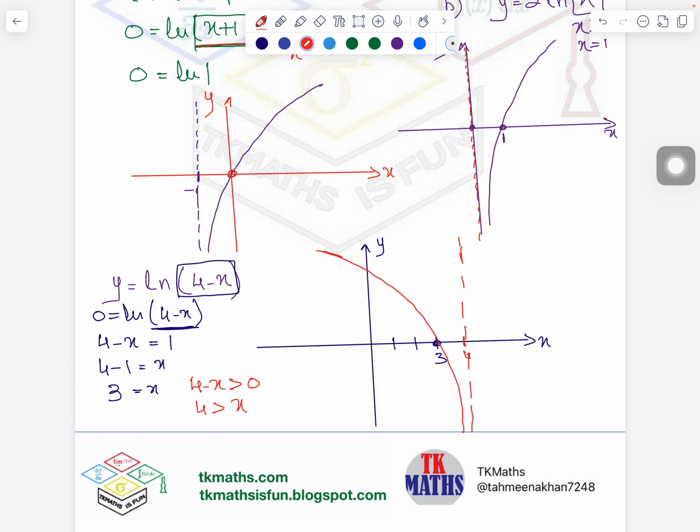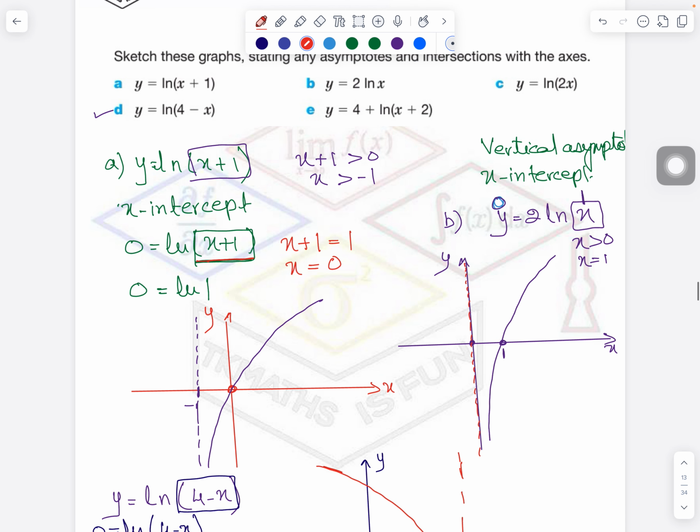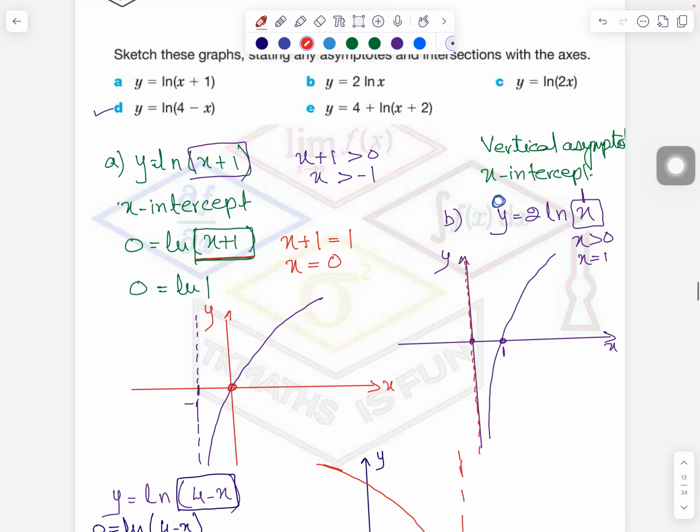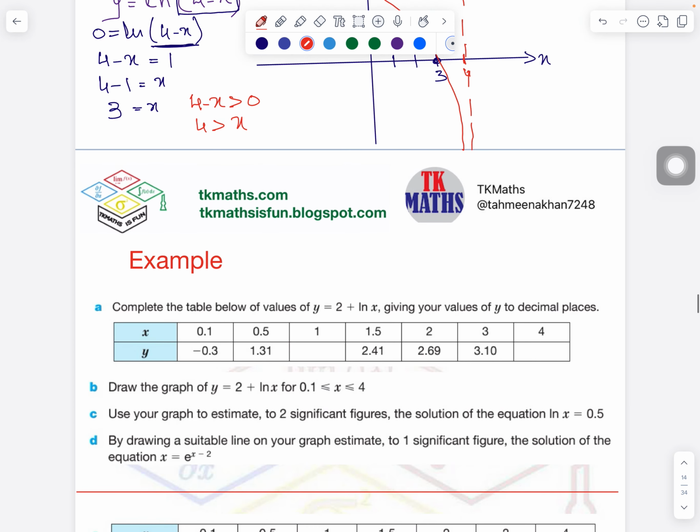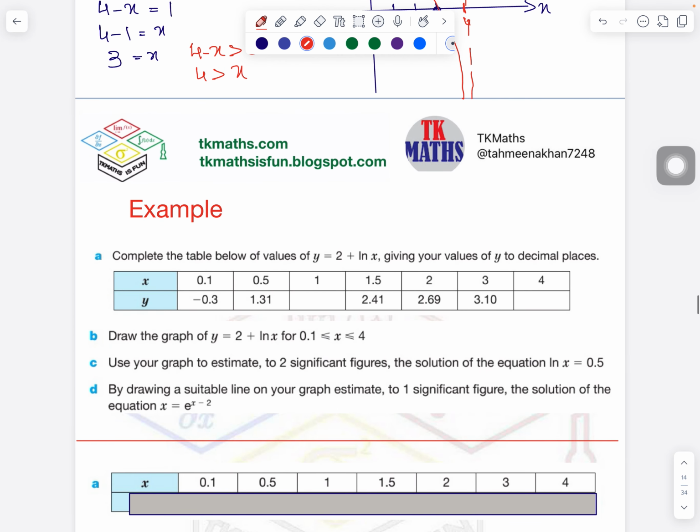So I hope you understood this, and you can try out the other two and give your answer in the comments and I will approve. So now let's do this last case, or I think the video is long. So let me make the next video for these two questions, these type of questions in which you have to estimate the solution.